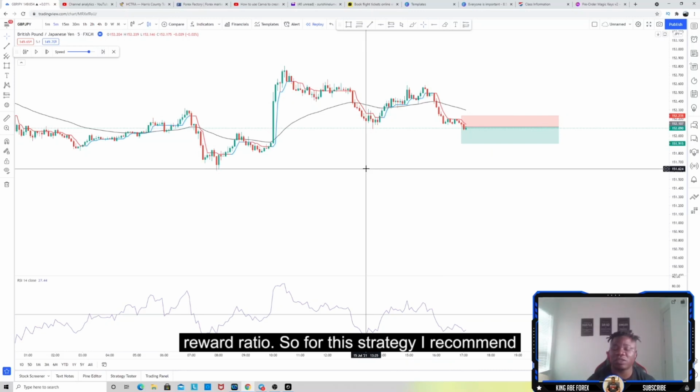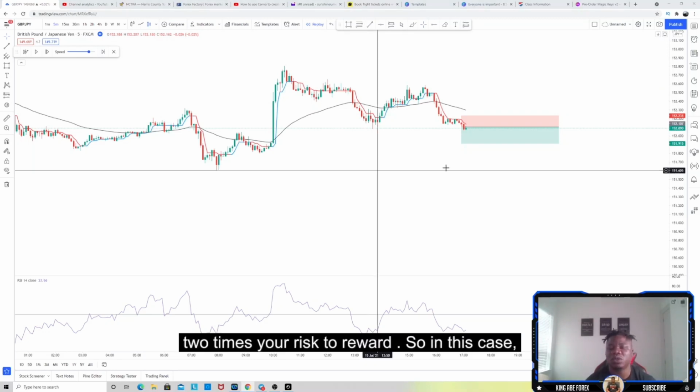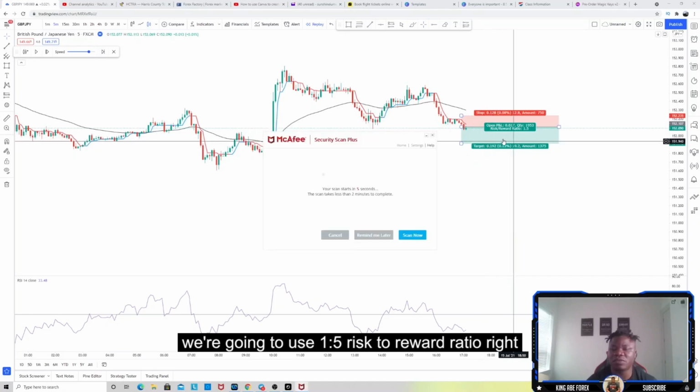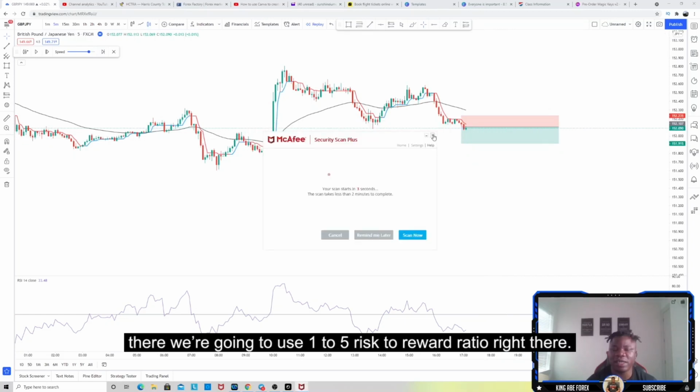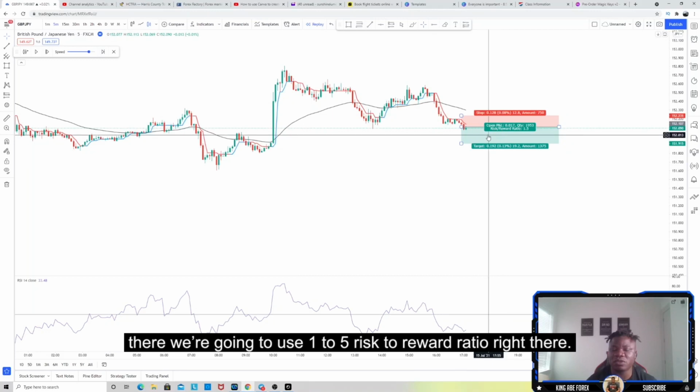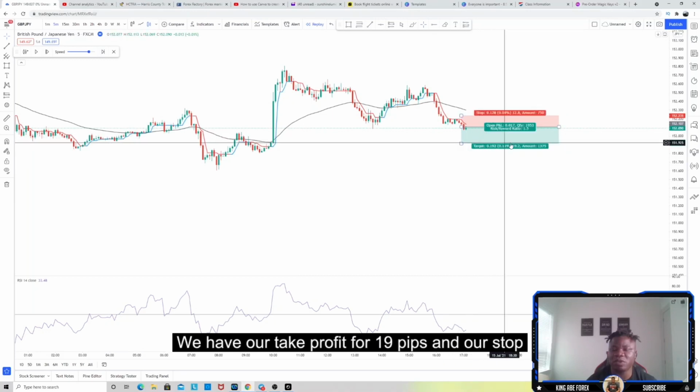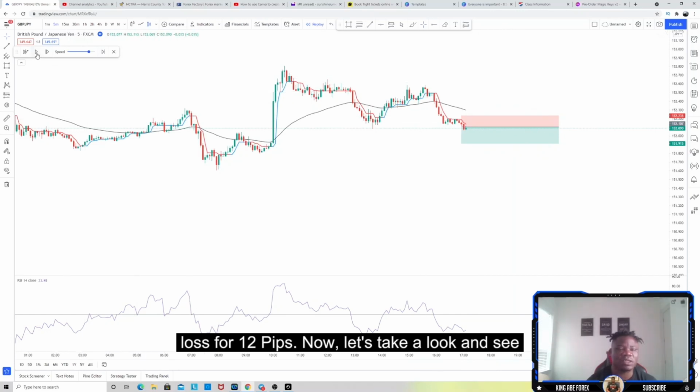For this strategy, I recommend using 1 to 5 risk to reward ratio, or 2 times your risk to reward. So in this case, we're going to use 1 to 5 risk to reward ratio right there. We have our take profit for 19 pips and our stop loss for 12 pips. Now let's take a look and see how this trade played out.